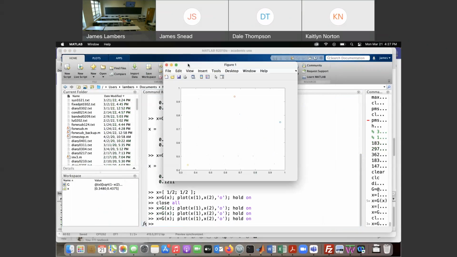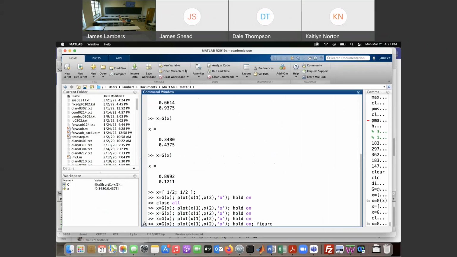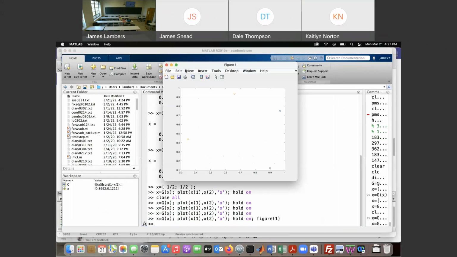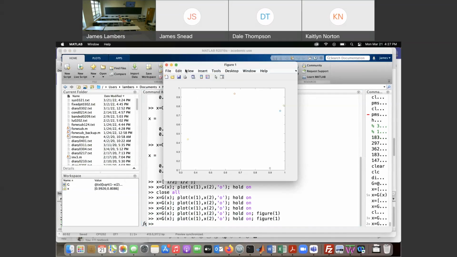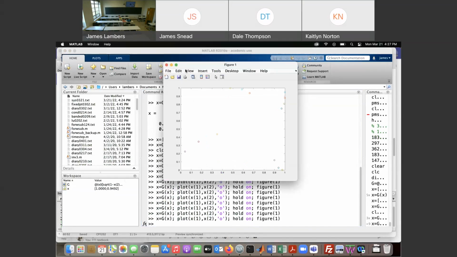Okay, I want to put the figure up each time. I don't know if you can see these dots. I'll just run several iterations. But they're literally all over the place, and they seem to be gravitating towards the boundary. In fact, here we have iterates going towards this corner, towards this corner, towards this corner.